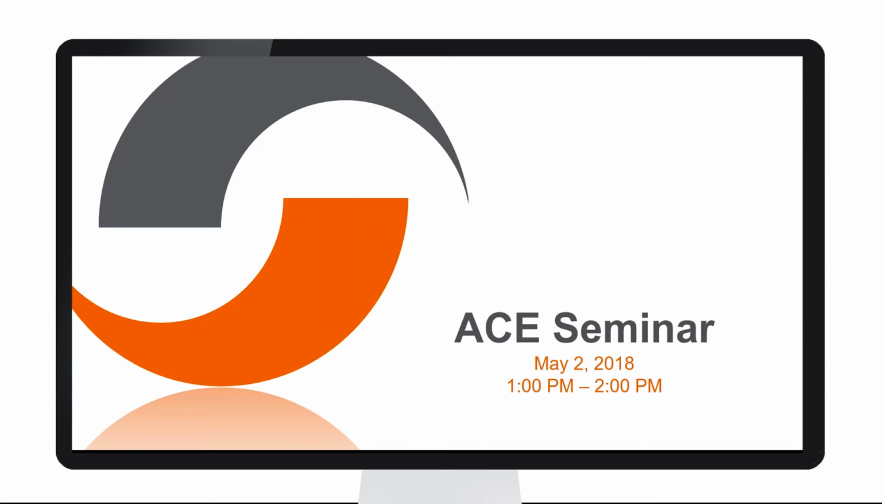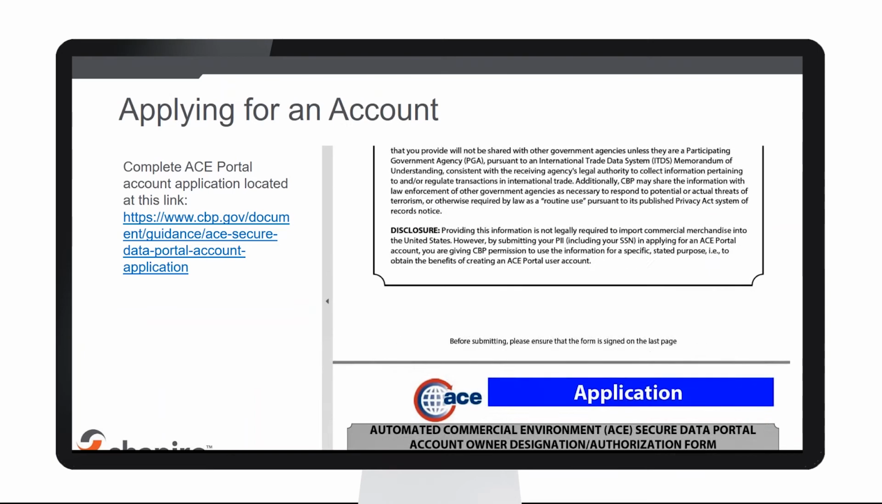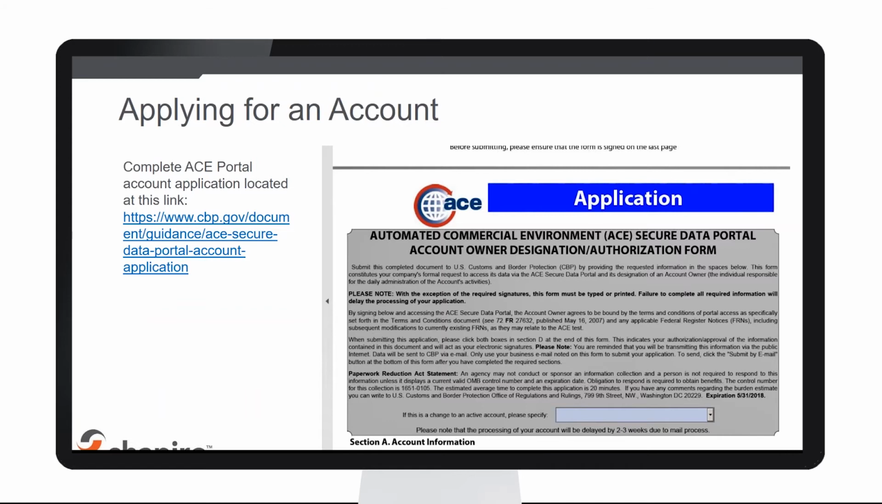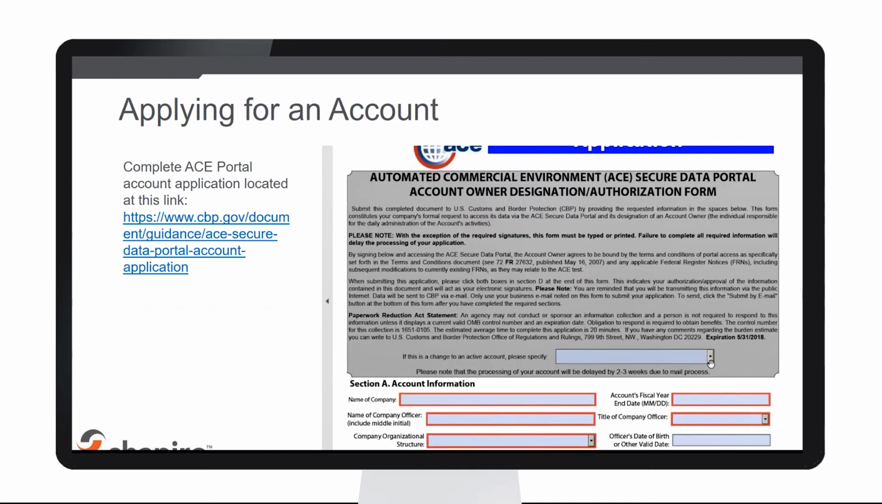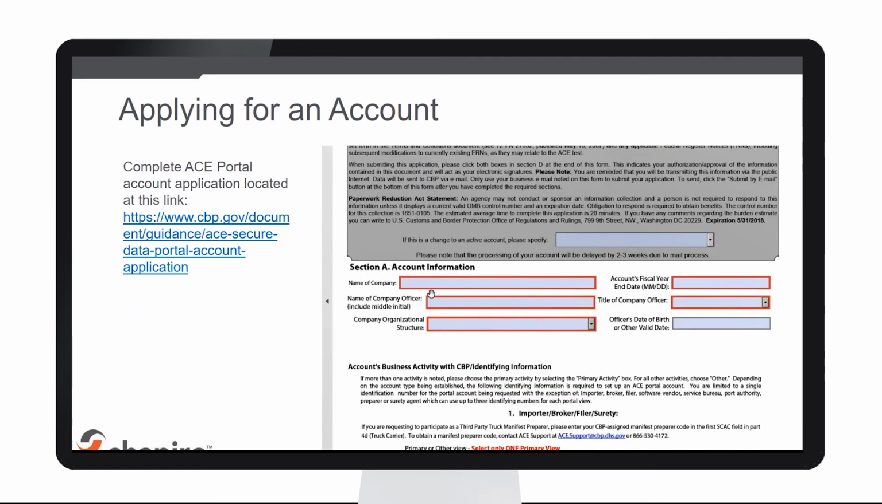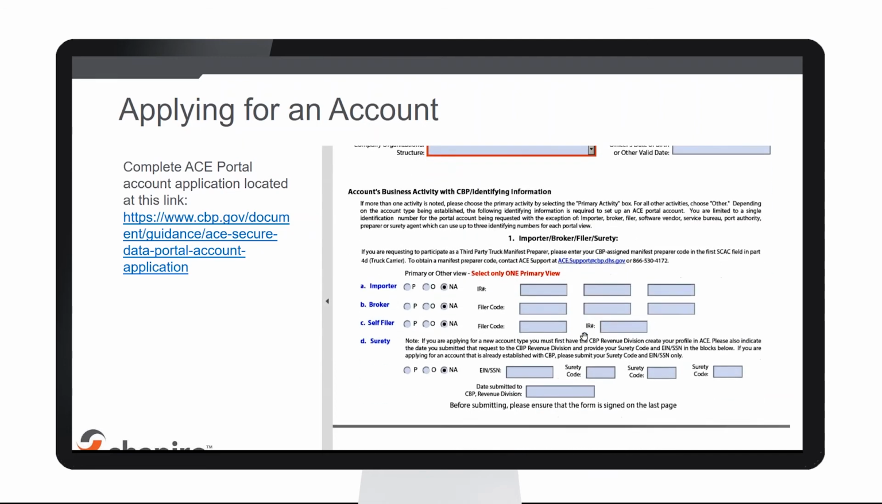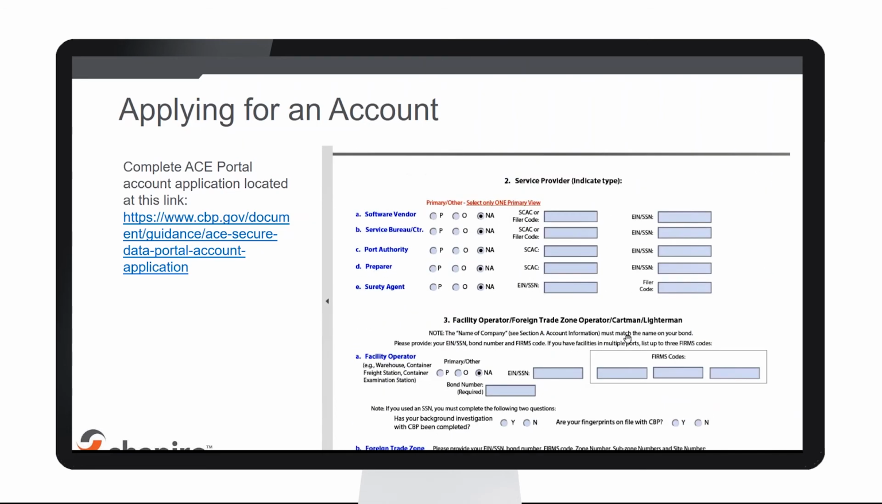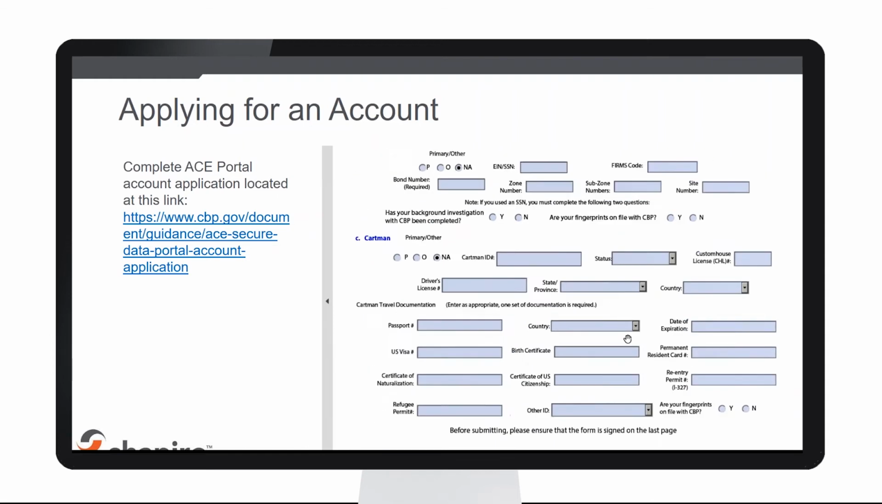Good afternoon, everyone. Thanks for joining us this afternoon for this ACE Portal webinar. The link to the ACE Portal account application was included in the PowerPoint presentation that was emailed to you yesterday afternoon. Section A is the account information, where you will list the name of your company, your account's fiscal year-end date, the company officer, title of the company officer, your organizational structure, and the officer's date of birth or another valid date. You'll also list the business activity that you will conduct with CBP.